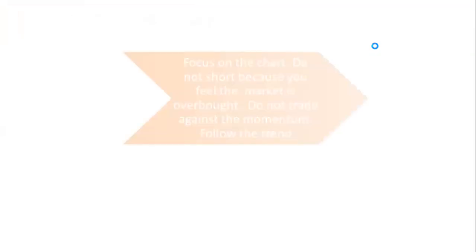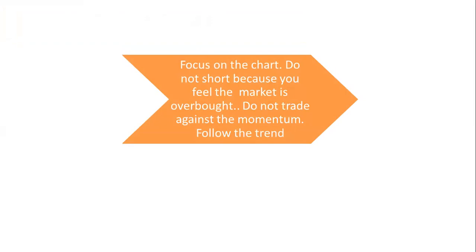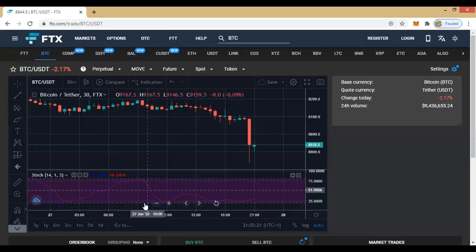What are the mistakes people make when they're using the stochastic? Here I said that you should focus on the charts. Do not short because you feel the market is overbought, and do not trade against the momentum. Follow the trend. What do I mean? Look at this very coin we analyze now. That the price is at the overbought region is not really an indicator that the price will start going down.